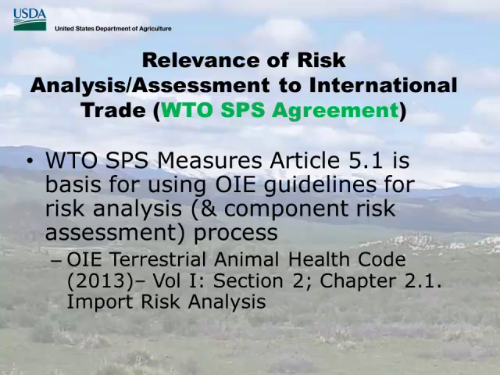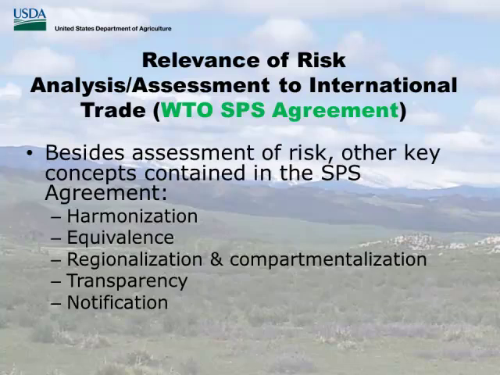Again, same thing on that section; we'll go through some of these pretty quickly, some of it's repetitive. Besides the assessment of risk, there are other key concepts in these SPS agreements, such as harmonization, equivalence, regionalization, compartmentalization, which we'll go into in a little more detail. Transparency: countries want to know how you came up with that information, what surveillance you are using, what data you are using. And the notification, that's where I get involved: countries reporting diseases and what's occurring in their country.